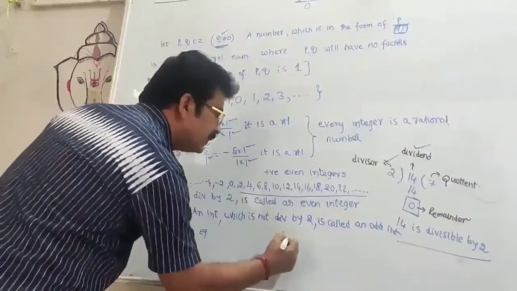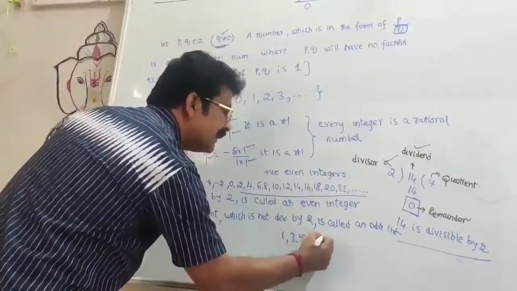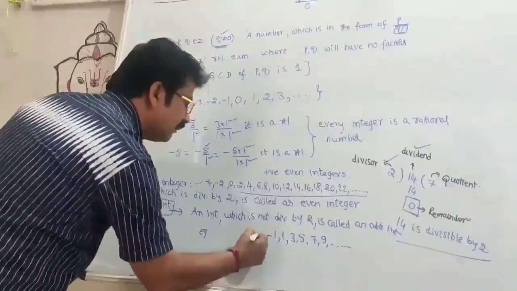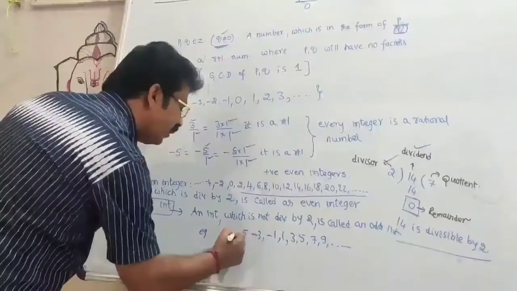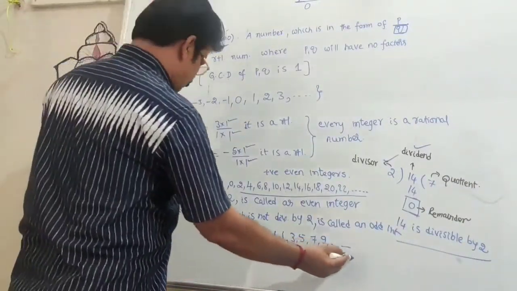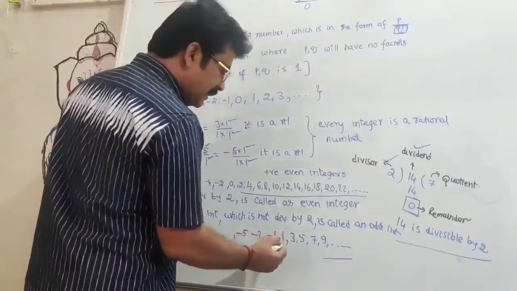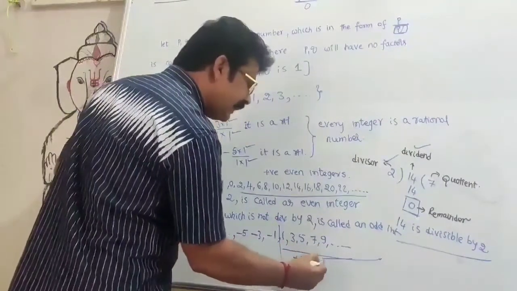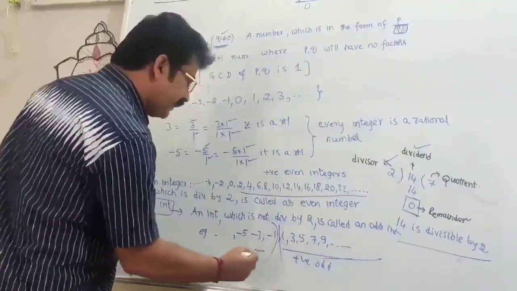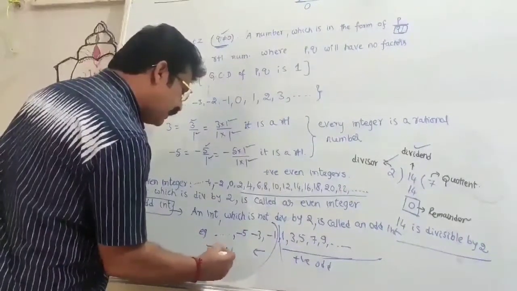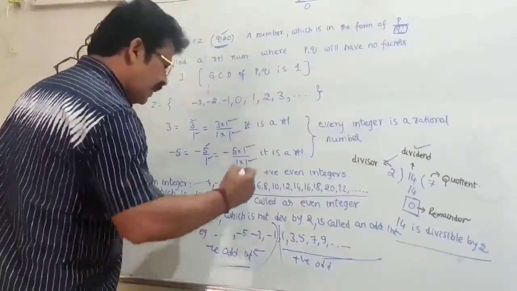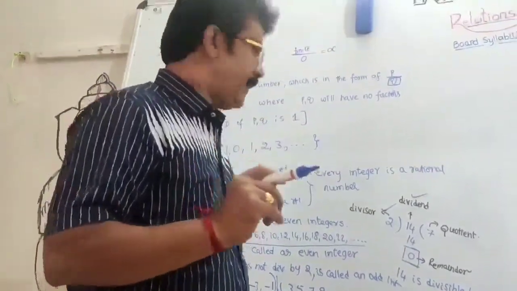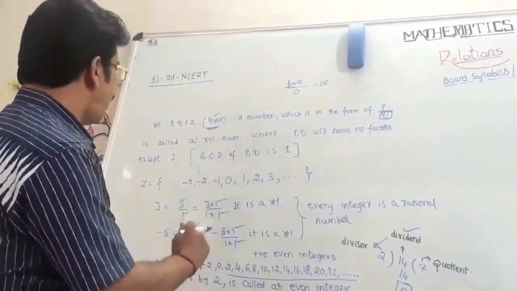Examples: 1, 3, 5, 7, 9 and so on. On the negative side, -1, -3, -5 and so on. These are called odd integers. Of course, these are positive odd integers, and these are negative odd integers. Okay, so this is the definition of rational numbers, even integers and odd integers.